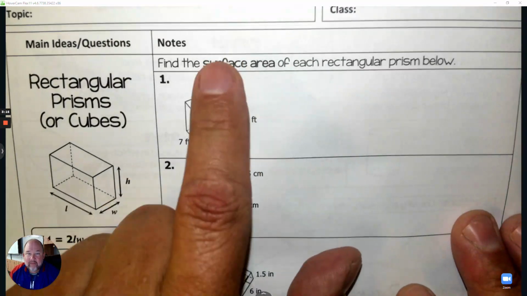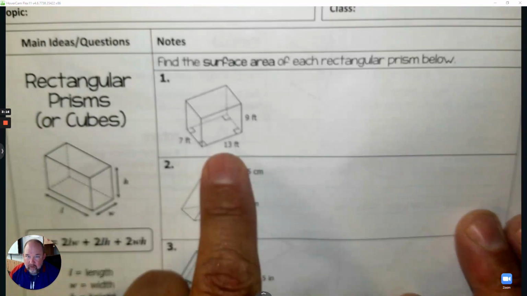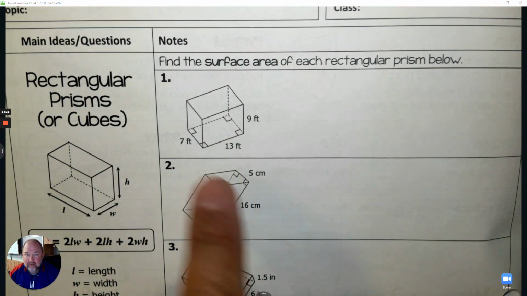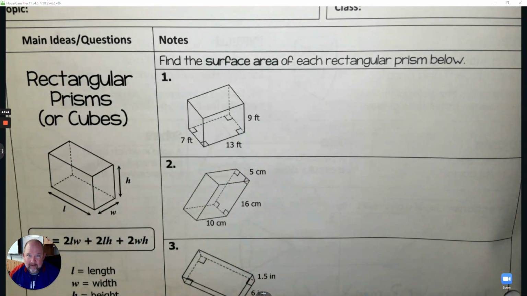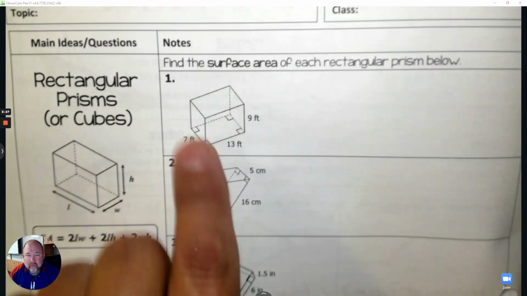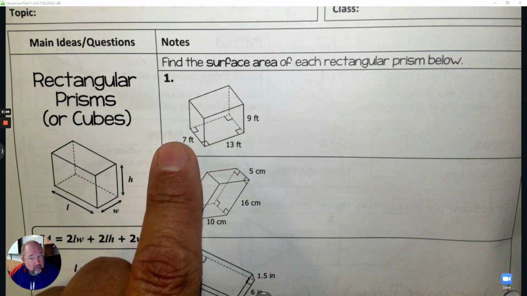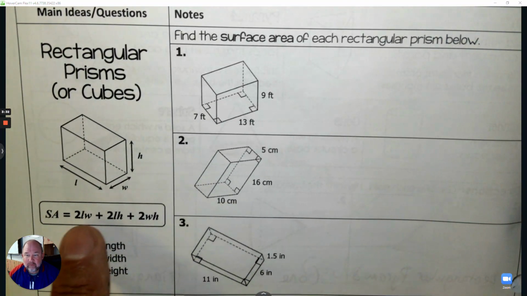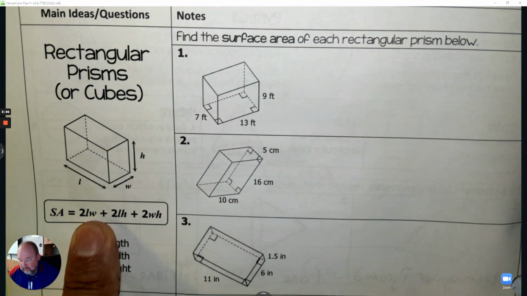So we're going to find the surface area of these solids. That means a 3-dimensional shape has faces. And if you find the area of each face and add it up, that gives you the area on the surface of the object. So we're going to try to have a shortcut to this. For rectangular prisms, we have a shortcut for surface area.